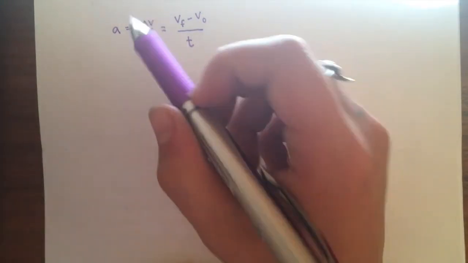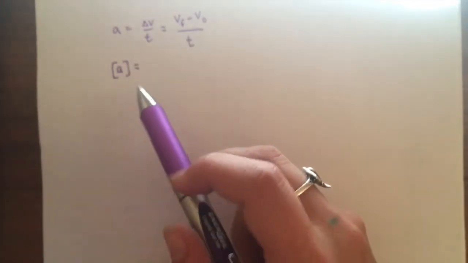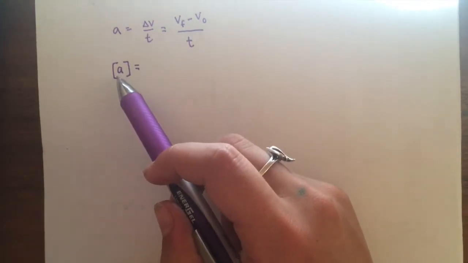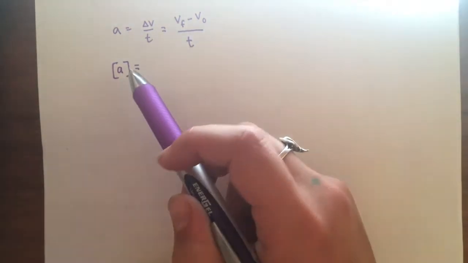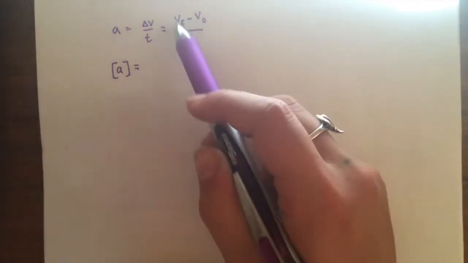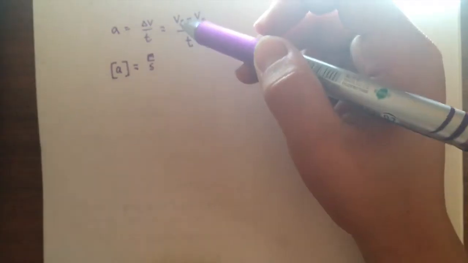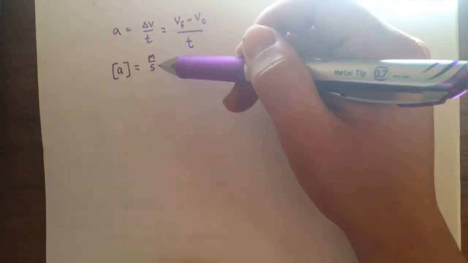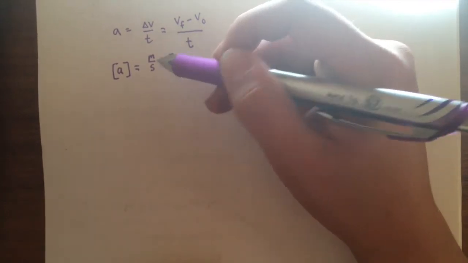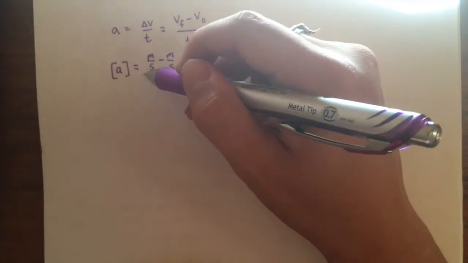Alright, now let's talk about the units of acceleration, and we can derive them. Remember, these brackets mean units, so units of acceleration. How am I going to get the units? Well, I'm going to look at the definition of what an acceleration is. Acceleration is a final velocity minus an initial velocity all over time. So what are my units of velocity? The units of velocity are meters per second. So I have meters per second minus meters per second on top because a final and an initial velocity are both measured in meters per second.